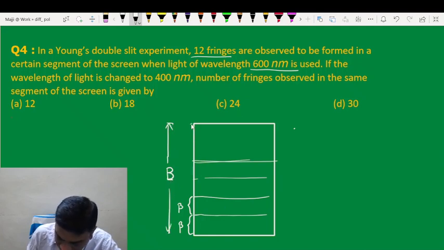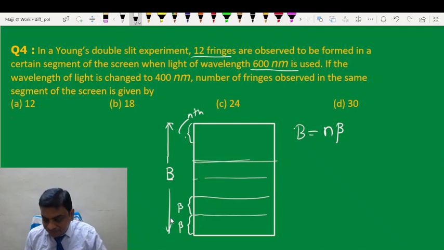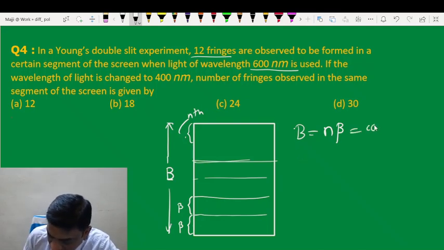Okay, and here we have suppose nth bright fringe. So this entire width will be n times beta, where beta is the fringe width. I hope that is clear. So this remains same because the screen is same. So in the first case, number of fringes is 12.